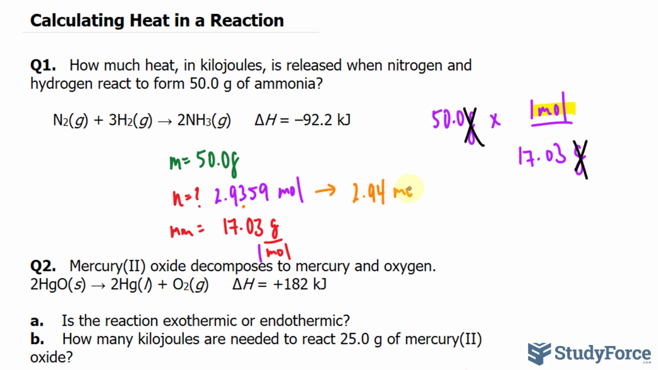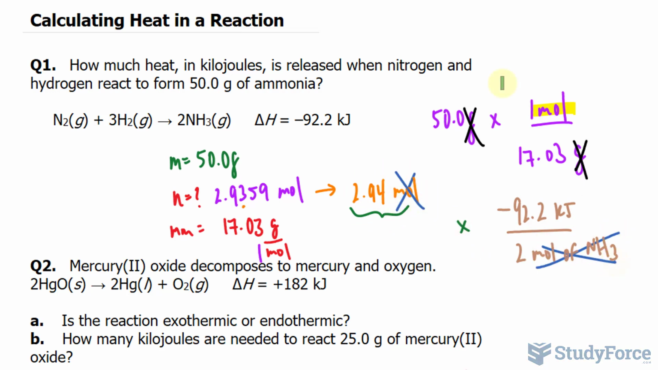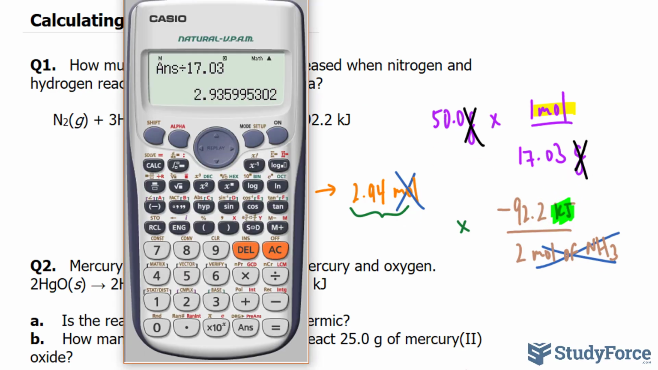and we need this to 3 significant figures, so we should have 2.94 moles. There are 2 molecules of ammonia produced, so we can write the delta H as negative 92.2 kilojoules per every 2 moles of NH3. If I multiply this number with this ratio, the mole unit will cancel out, giving us the amount of heat in kilojoules. So let's use our calculator once more.